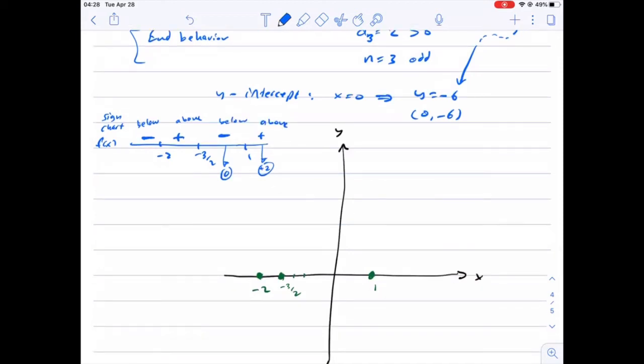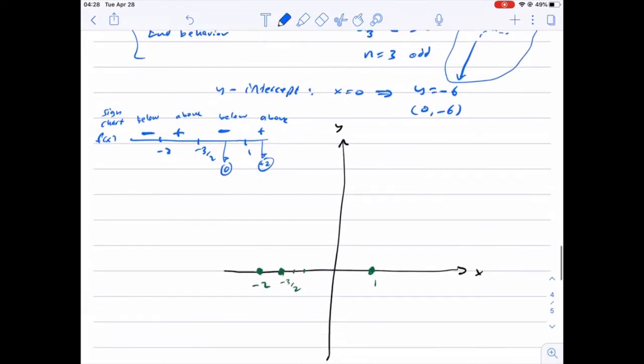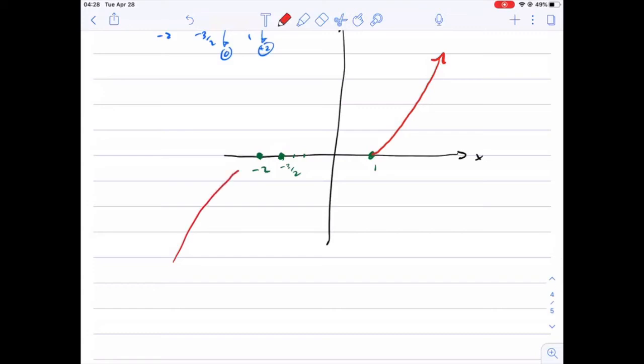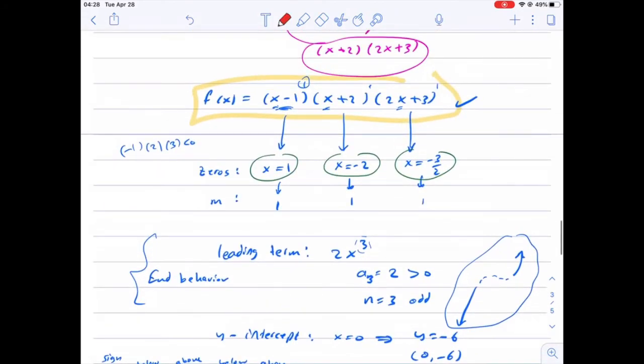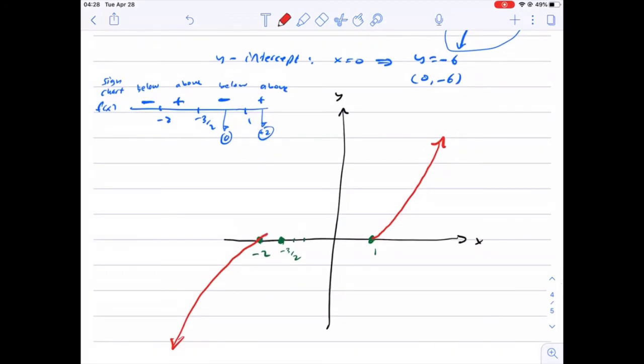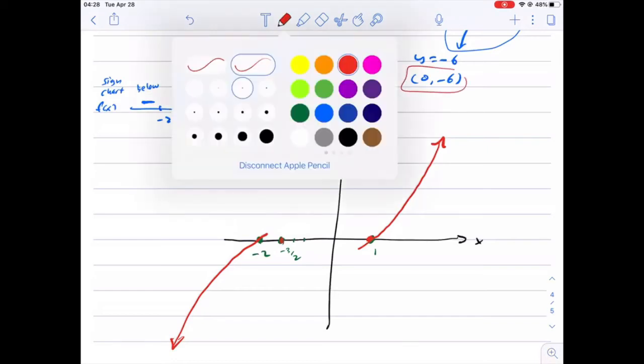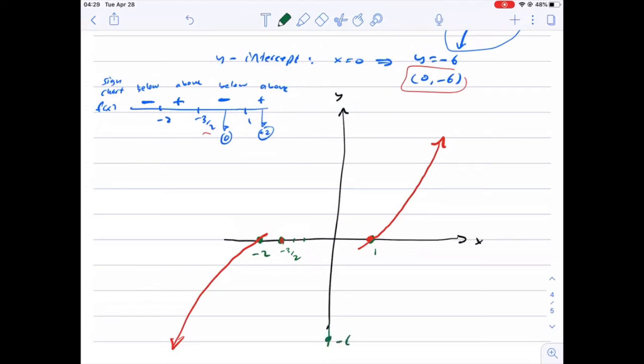Now, keeping this in mind, we can graph the function. We remember that the end behavior looks like this. So we start from here, and from here, this is the end behavior. And then between these points, the multiplicity is 1 for all cases. That means the graph crosses the x-axis at each of these points. Now between 1 and negative 3/2, the graph is below the x-axis, but we need to determine the y-intercept as well. The y-intercept is this point here, (0, negative 6). So the graph should continue to this point.